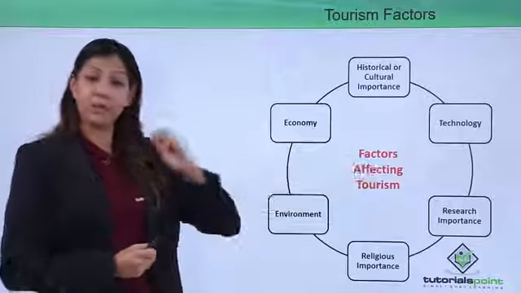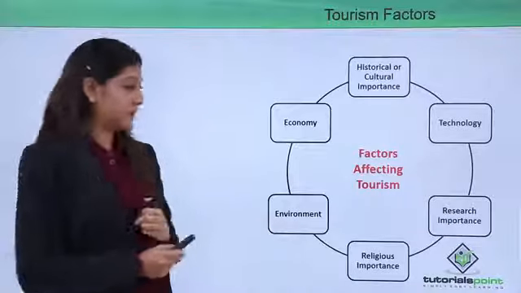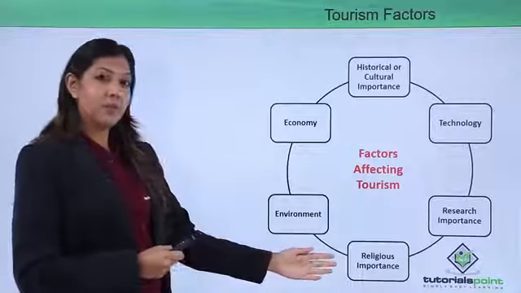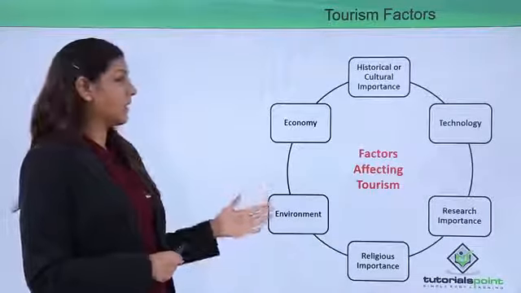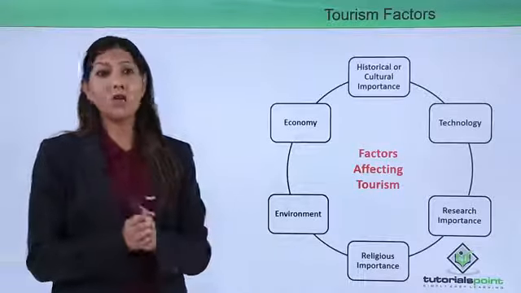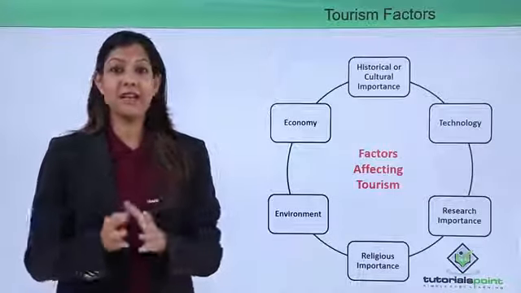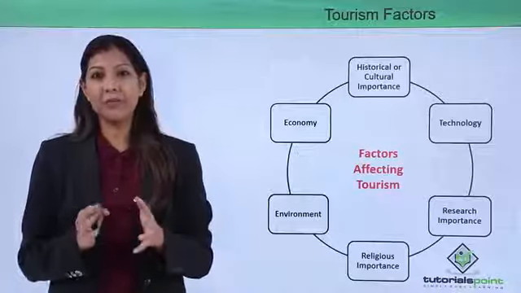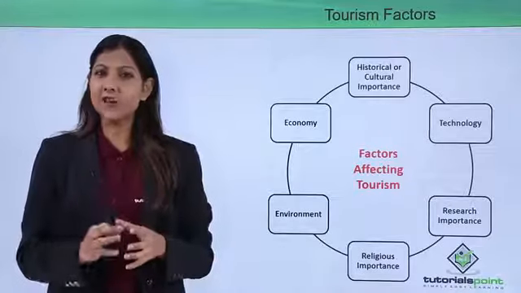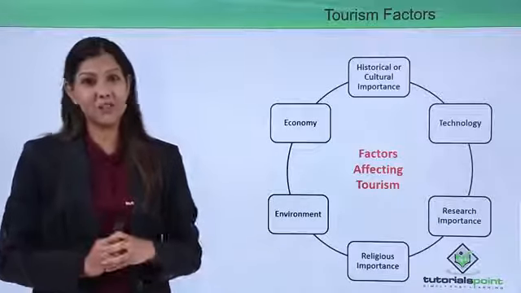Research importance: people do a lot of research before they actually go to a particular place. Religious importance of a particular place also makes them get attracted to that. Environmental factors as well as economy also make a lot of difference when people are selecting their places to visit. If an economy is not doing well, for example, people get a chance to get cheaper tickets, etc., which again is a factor which affects tourism.